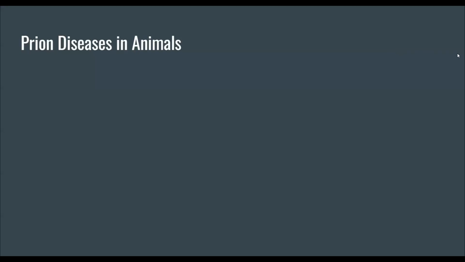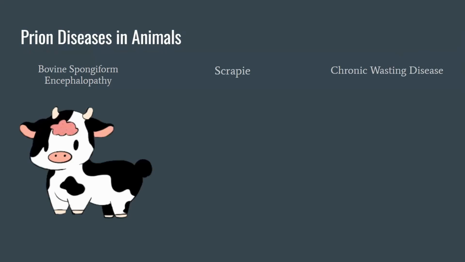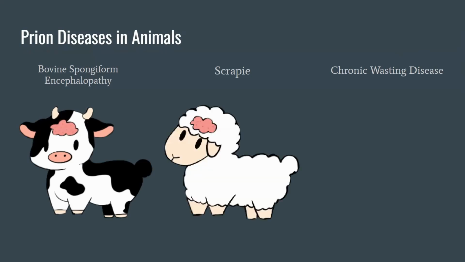Prion diseases can affect both humans and animals. For example, in animals, prions cause bovine spongiform encephalopathy or mad cow disease, scrapie, and chronic wasting disease. Mad cow disease occurs in cattle, causing behavior changes, coordination loss, and eventually death. While humans consume infected beef, it can lead to variant Creutzfeldt-Jakob disease.